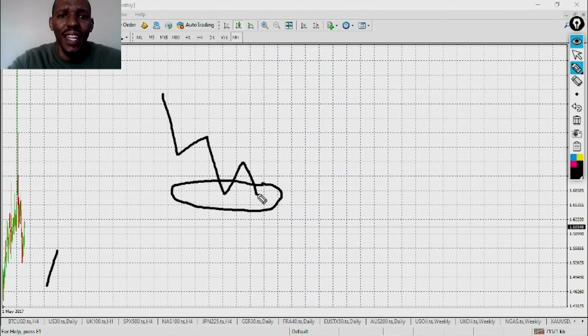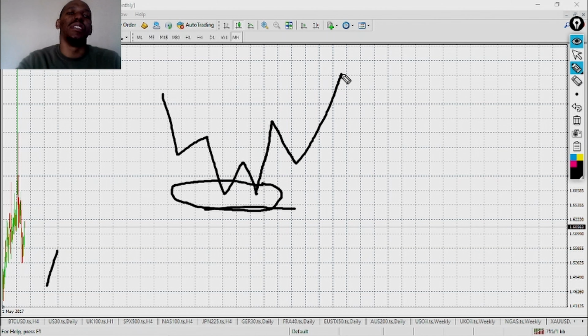And when you get that confirmation, you'll take your trade right here and you'll set your stop loss right around those areas. I'm just trying to show you exactly how it works. So that's what you'll be doing. And then the trade will proceed to take place. That's how a double bottom works.